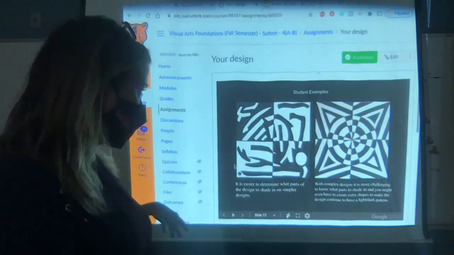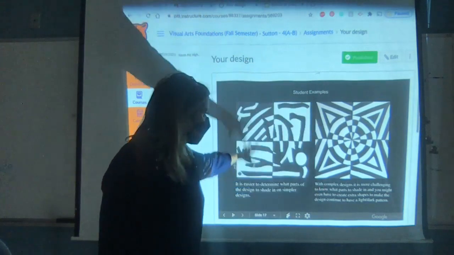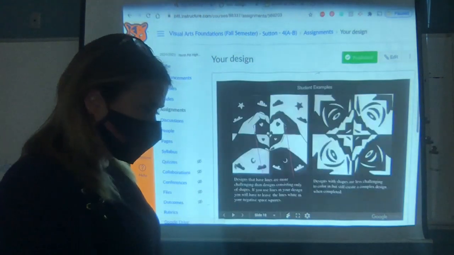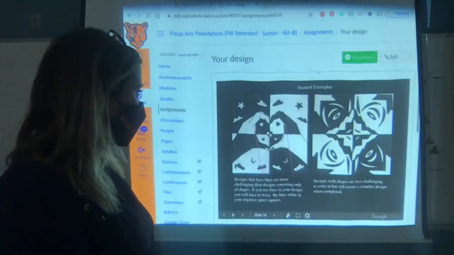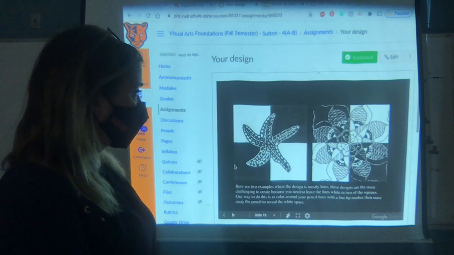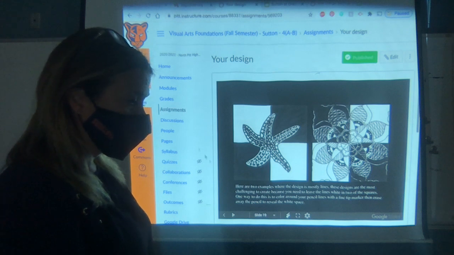Here's a couple of other examples. It can be symmetrical like this one over here, or asymmetrical. They're not the same in any square. It's totally up to you. Here's another example. And another example. Some of you were really good with the Zentangle patterns and things, so this would be a great time to also explore that.